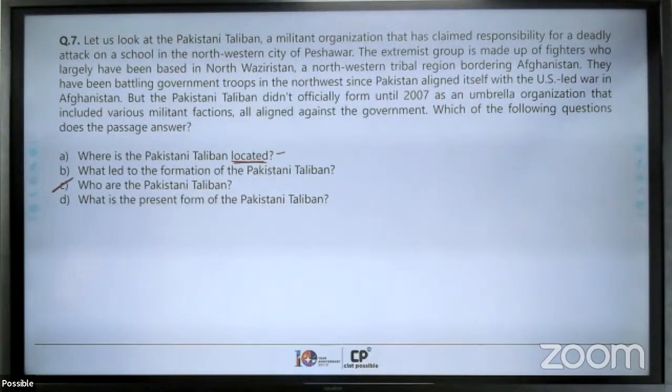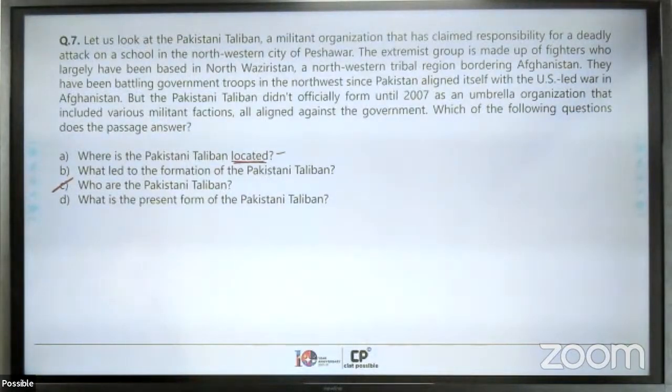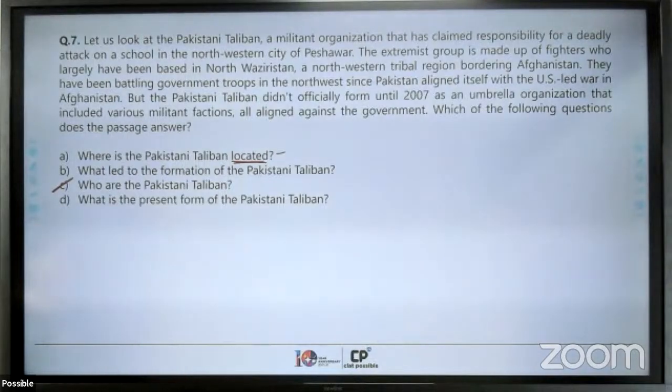The issue was not of where, but let us look at the Pakistani Taliban, a militant organization that has claimed responsibility for a deadly attack on the school. Okay, then he describes the extremist group is made up of fighters who largely have been based in North Waziristan. They have been battling government troops in the Northwest, this and this. Taliban did not officially form until as the umbrella organization that included various militant factions. Which of the following questions does the passage answer? Who are the Pakistani Taliban? This, not this.